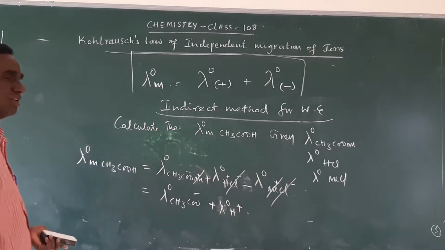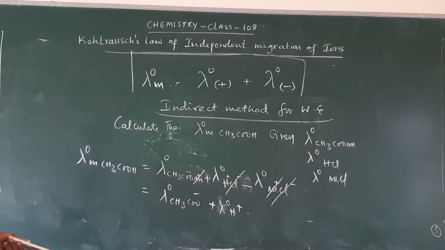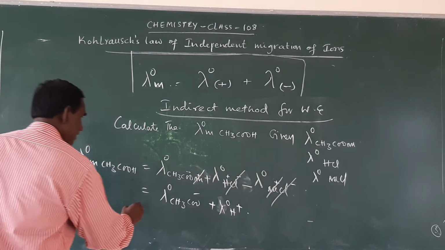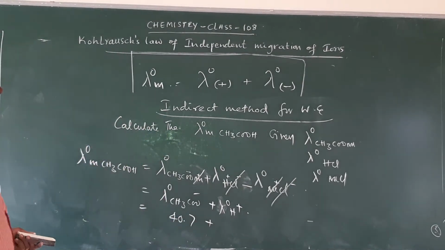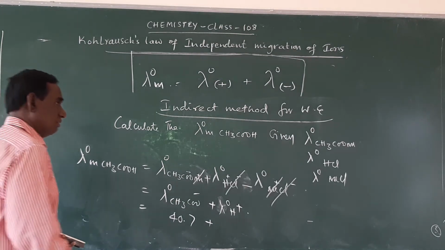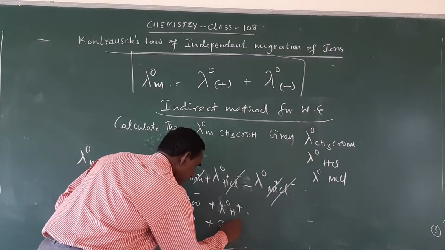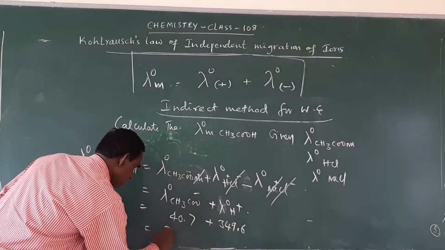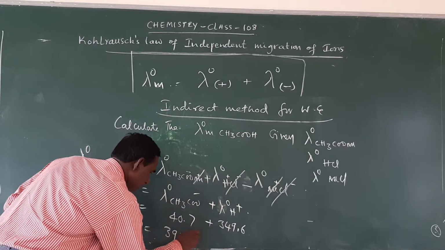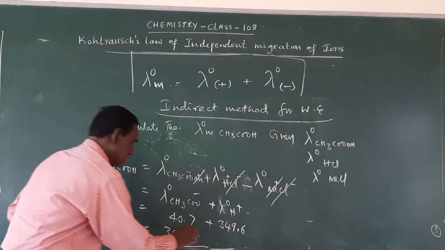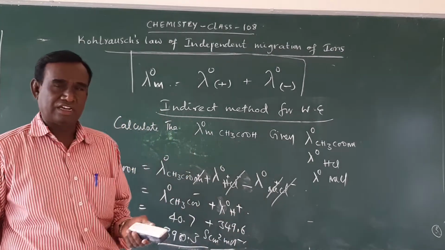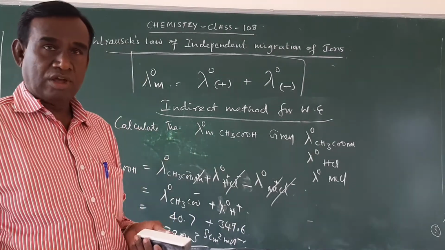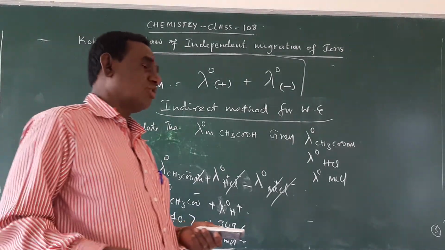So here we know the values: CH3COO minus is nothing but 40.7, and the H plus value we know is 349.6. So it is 390.3, you see, 390.3 we are going to take, in S cm squared per mole. That is how you can calculate the lambda naught values for weak electrolytes also by the indirect method.